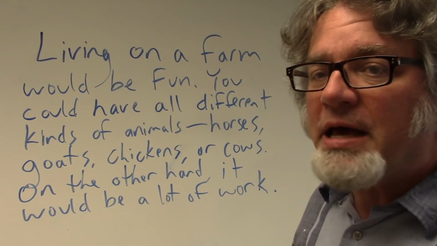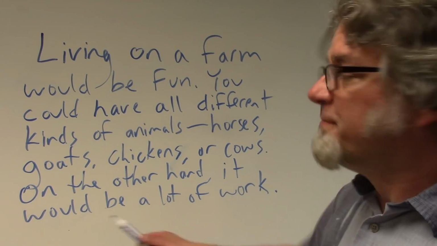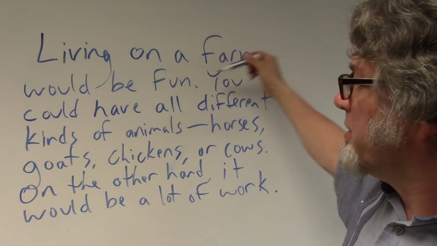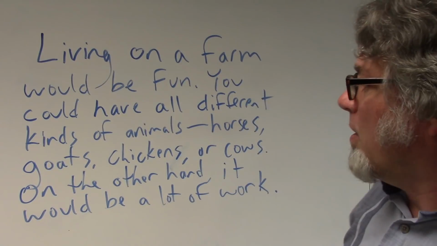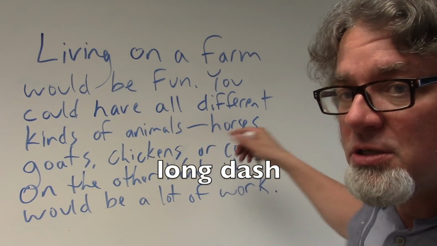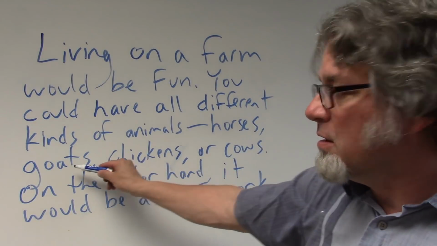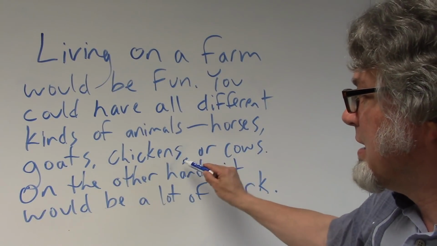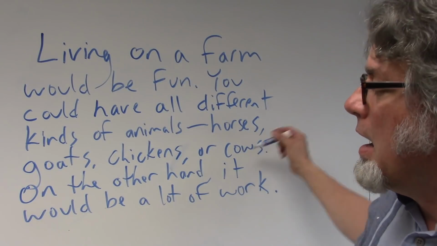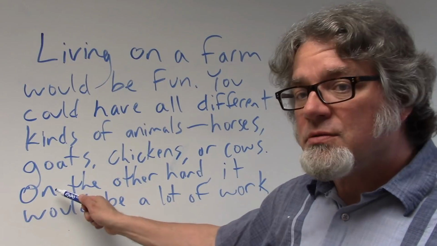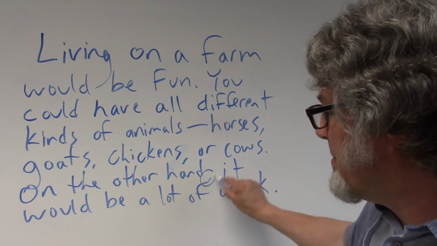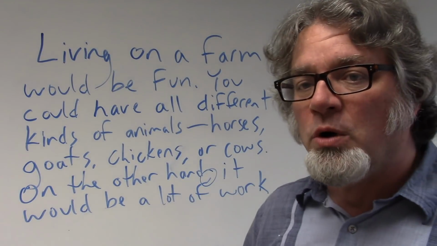Here are 3 sentences. In the first statement, living on a farm would be fun, period. You could have all different kinds of animals. And then here's a long dash. Horses, comma, goats, comma, chickens, comma, or cows, period. And this is a new sentence, so this is a capital O. On the other hand, comma, it would be a lot of work.